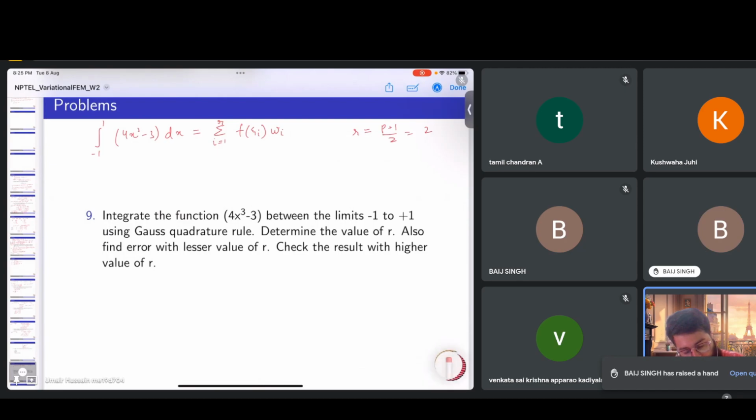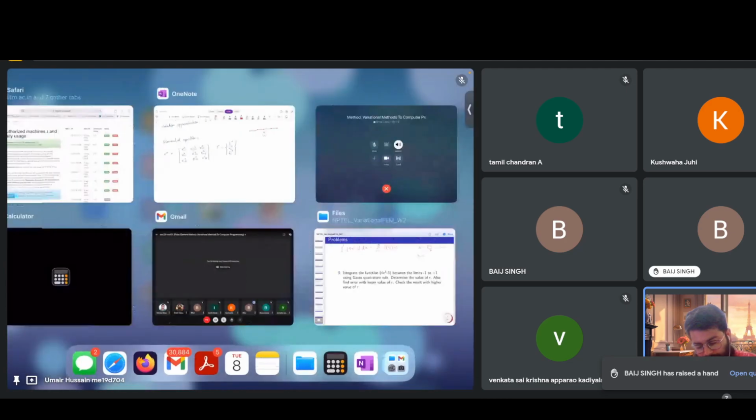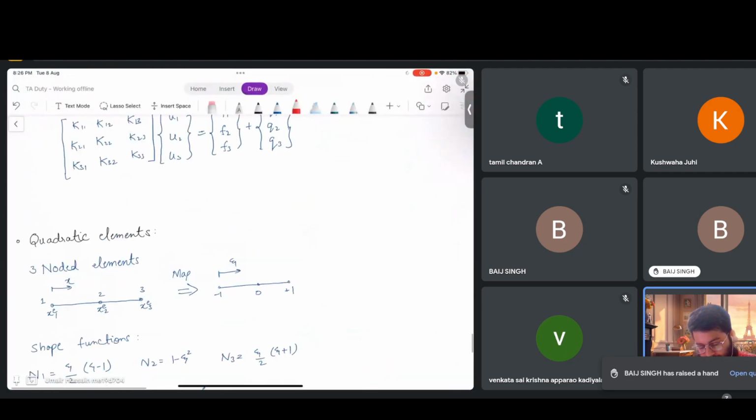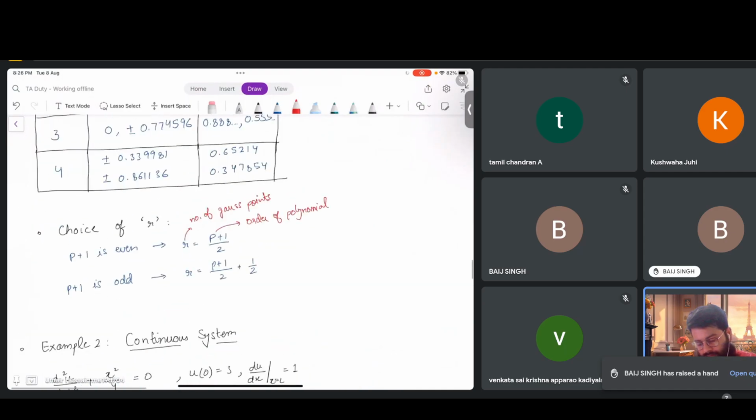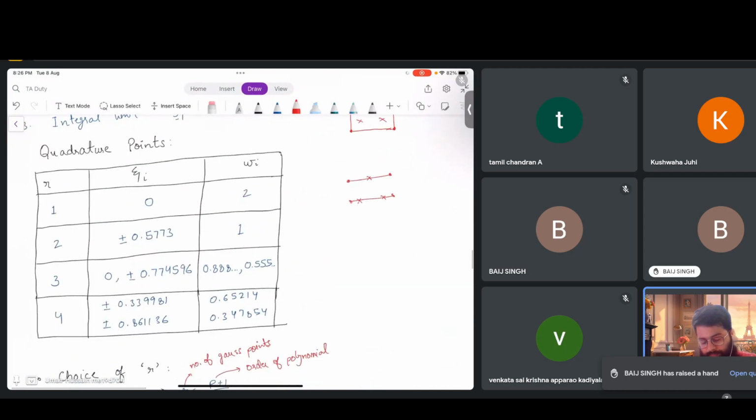So what are the two Gauss points? Zeta 1 is, what was it? Minus 0.5773 something. Let me check. Yeah, plus minus 0.5773.